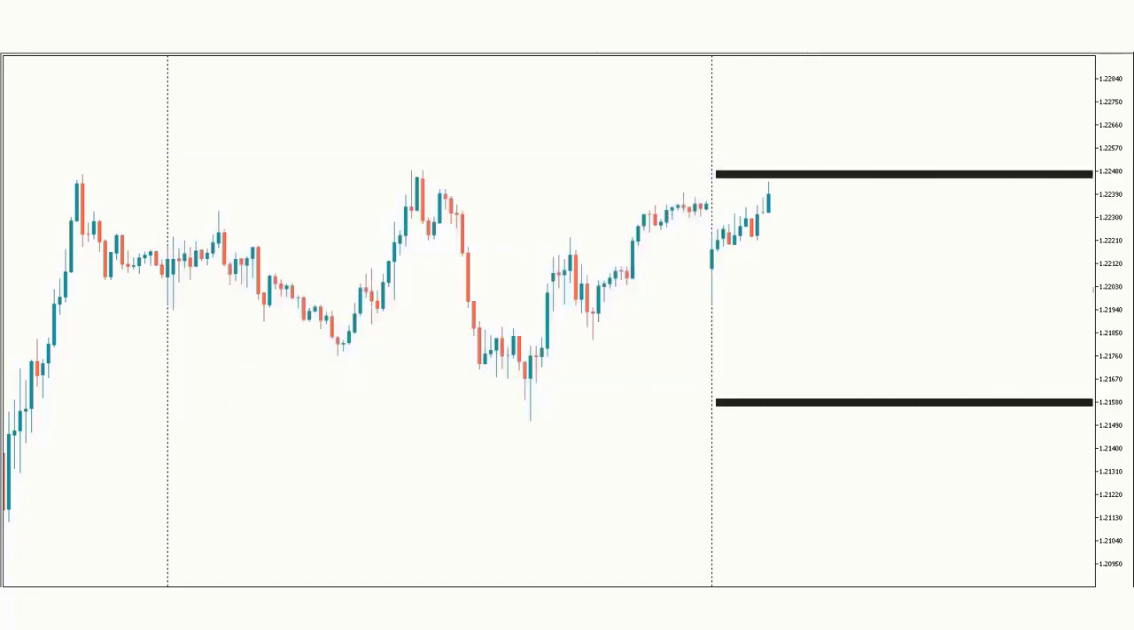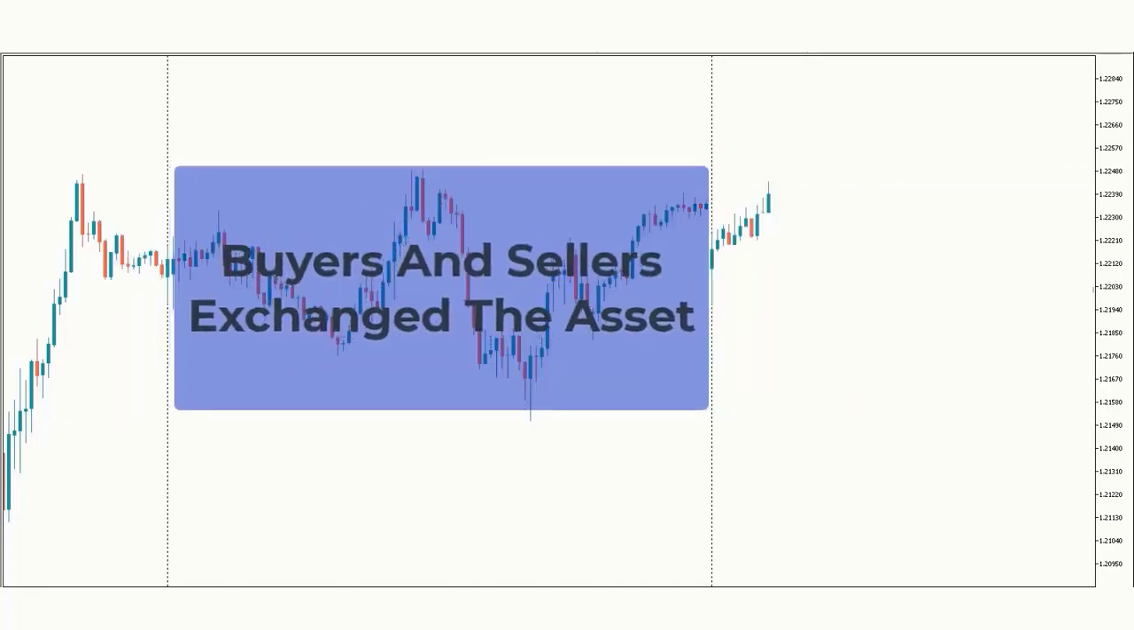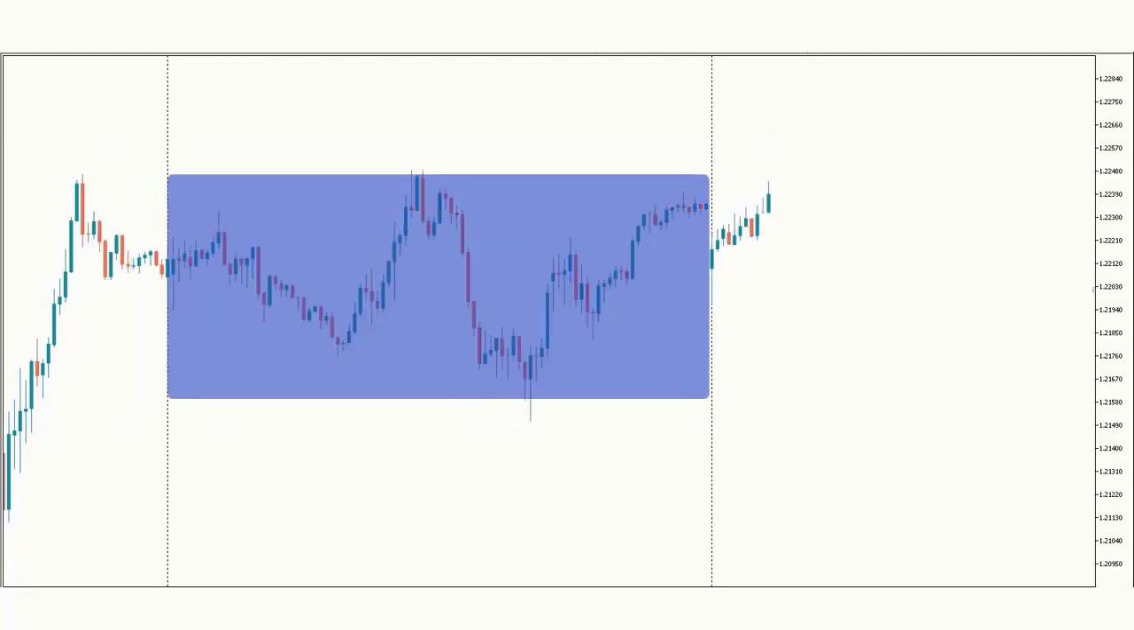Think logically. The prior day range shows us an area of price where the buyers and sellers exchanged the asset. So we can say that the buyers and sellers saw this price area as a fair value of the asset on that day. If they did not see this price as fair value, then they would not have exchanged the asset. Therefore, the previous day's range shows us the area where buyers and sellers saw fair value.